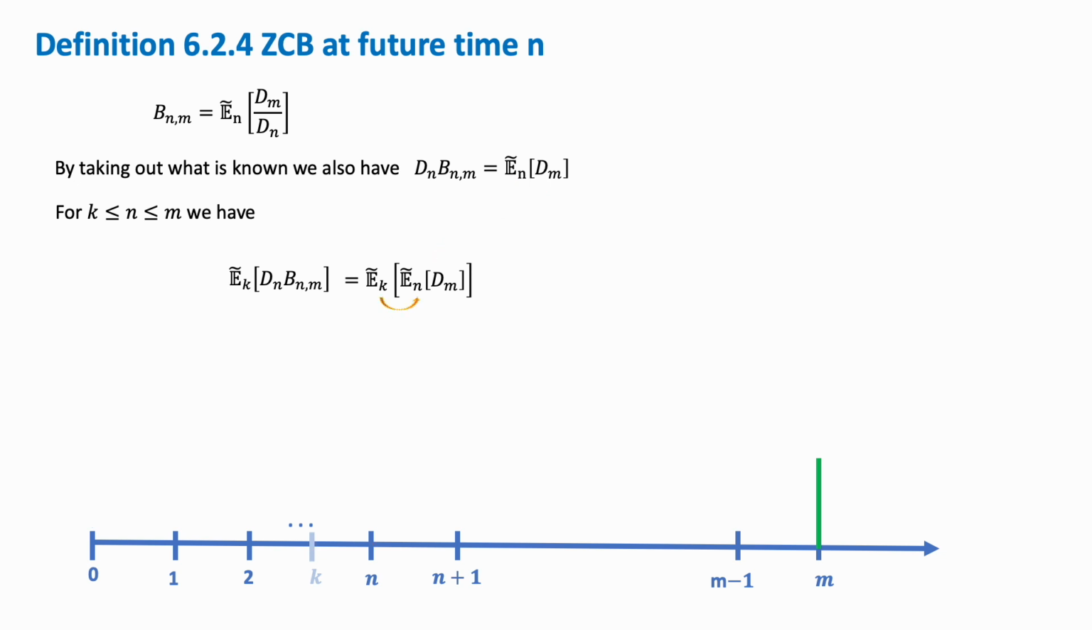If you use the iterated expectation, and we know k is happening before n, then that is simply the expectation as of time k of this value Dm here. And again, we can use this property, right? So if you have Dm as of time n, we can just replace by Dn Bnm. So if this n was a k, then naturally we just replace by k here, and we have Dk Bkm. That's exactly what we have here.